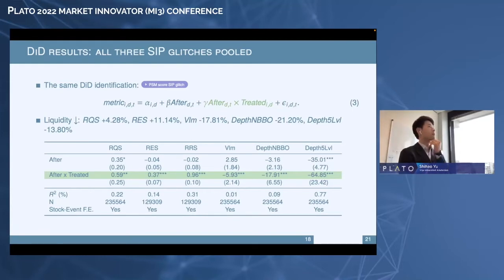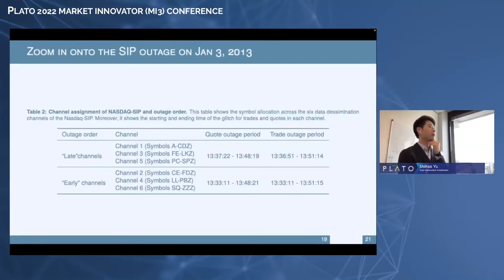So these are the results where I pool all the SIP glitch events. Just as a minor further identification, I zoom into the first SIP glitch.